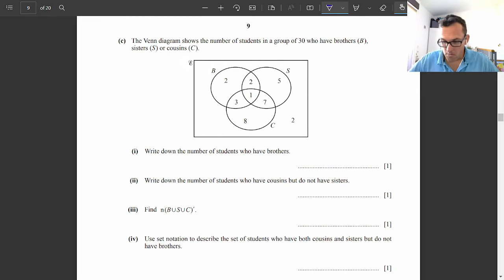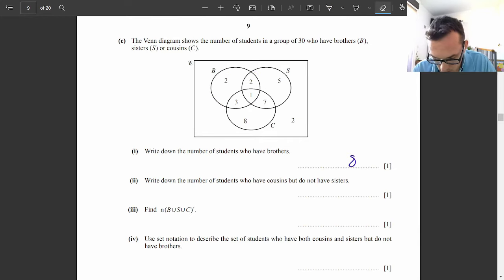Question 6C, still continuing with Venn diagrams. This time it shows 30 students in a group who have brothers, sisters, and cousins. Write down the number of students who have brothers. That's simply everybody that is in the B circle. So 2 plus 2 plus 1 plus 3 is 8.